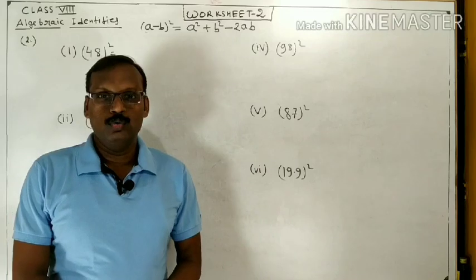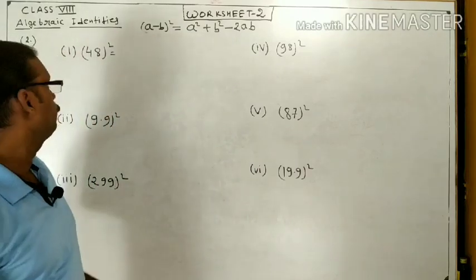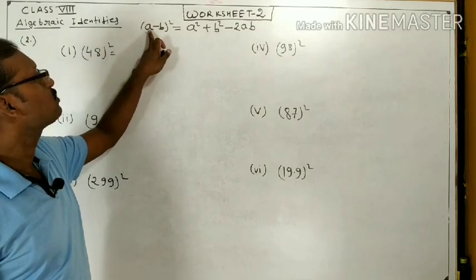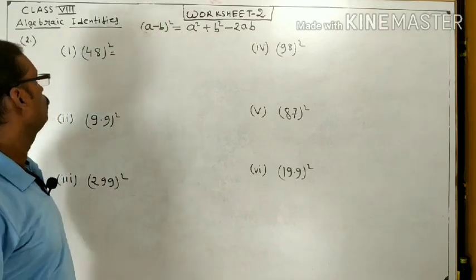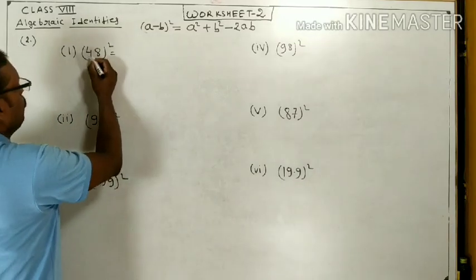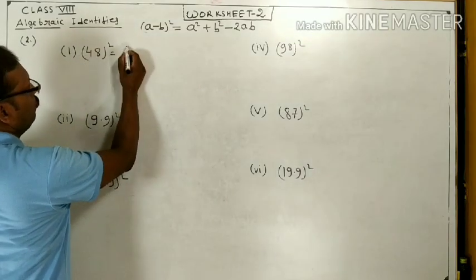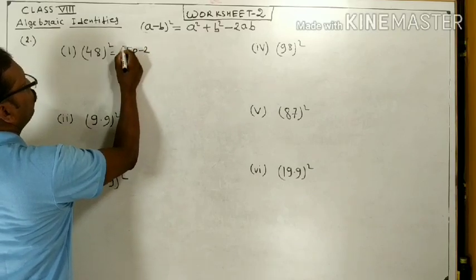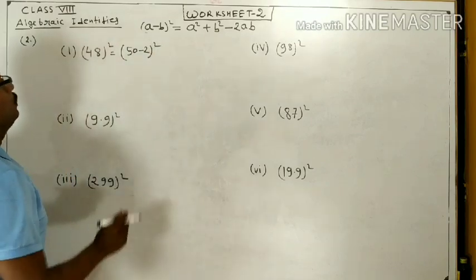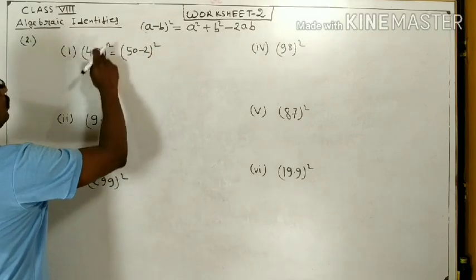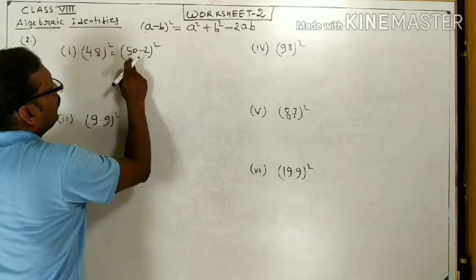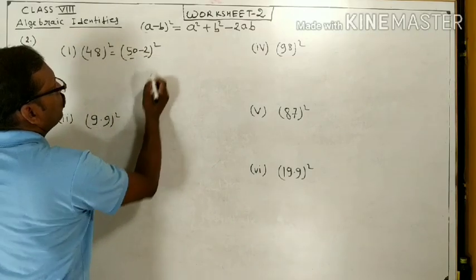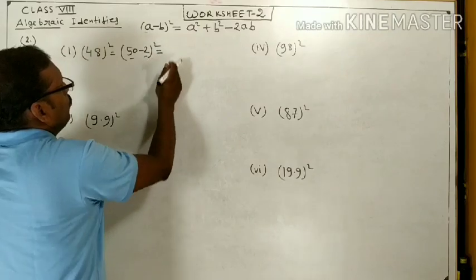Now we are going to solve question number 2. We have to find the value of 48 square by using identity 2, that is (a minus b) whole square. See how it happens. 48 we can write as (50 minus 2) whole square. 50 minus 2 is 48, and its square is 48 square. So we converted it into (a minus b) whole square. In place of a it is 50 and in place of b it is 2.